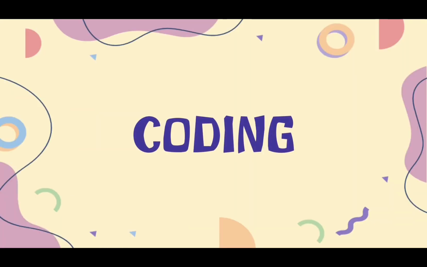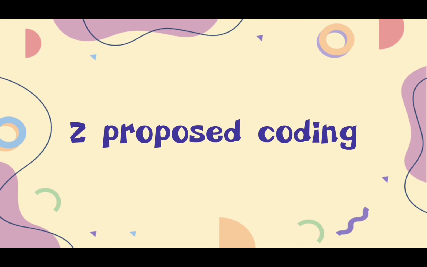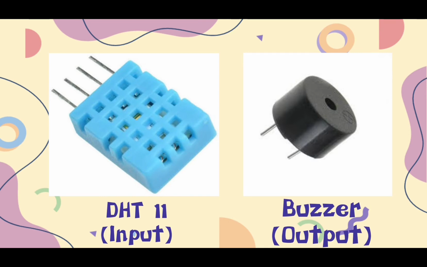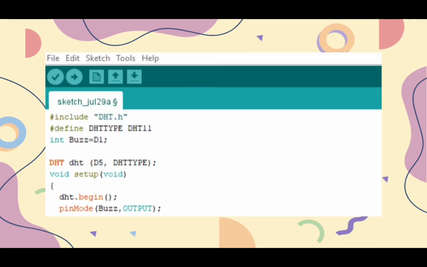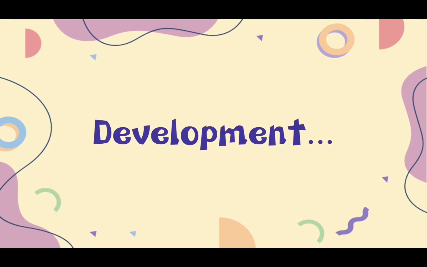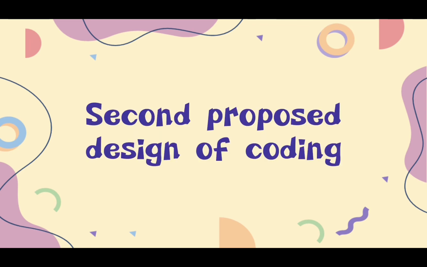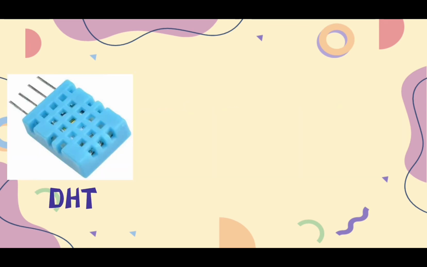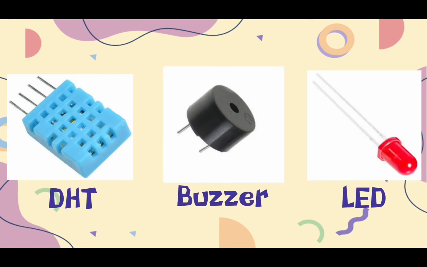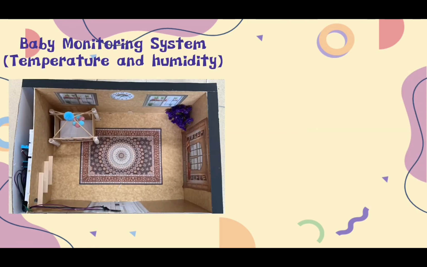Now, we will explain to you about our coding. For the coding, we have two proposed codings. In the first proposed coding, we use DHT as input and buzzer as output. Coding only involves coding for the DHT sensor and coding for the buzzer. But after a few developments, we decided to choose the second proposed coding, which involves DHT sensor, buzzer, and LED. We decided to choose the baby monitoring system, which is temperature and humidity of the room, as our project.